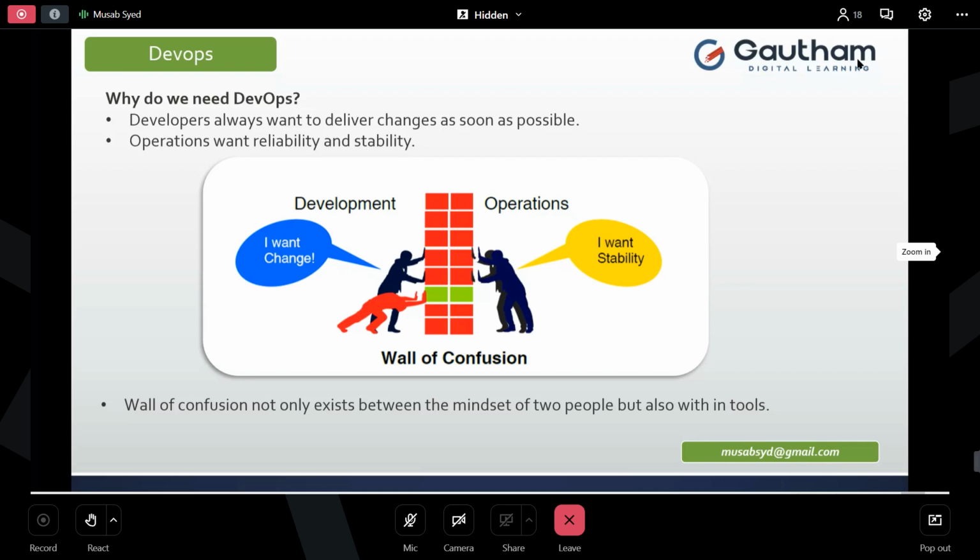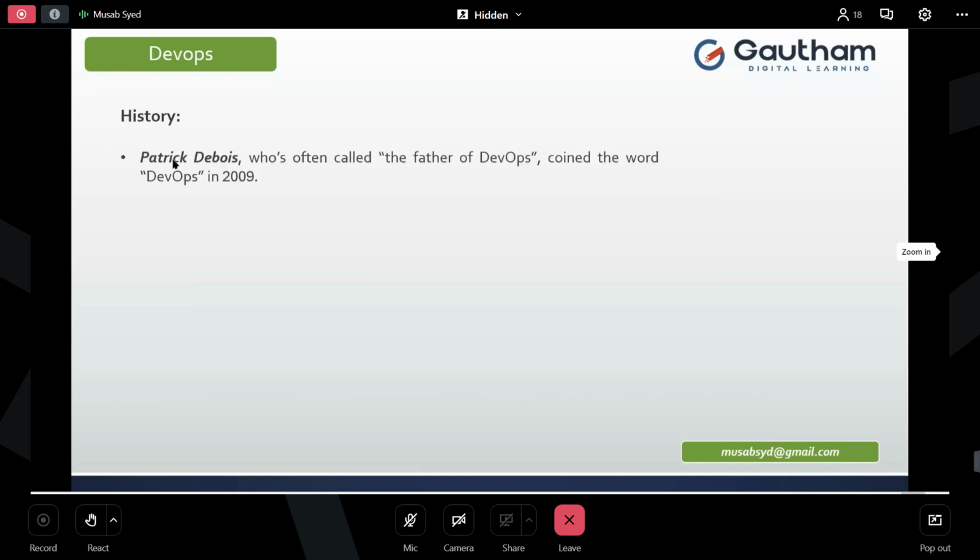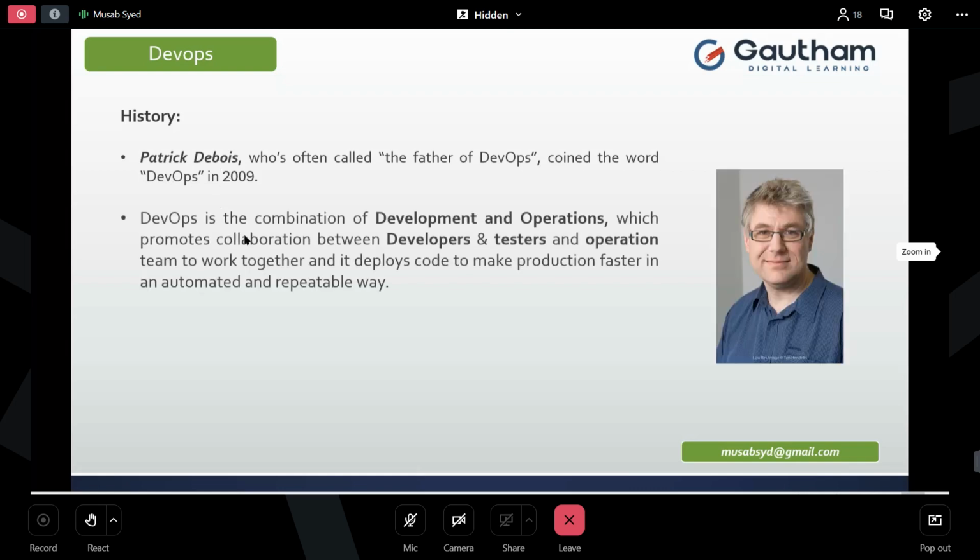Then when he says, I want this change, bringing that change from the beginning used to be a big headache, right? To reduce that wall of confusion and bring all teams together into one pipeline, DevOps has been introduced. Now, this word DevOps was introduced by a person called Patrick Debois, right? He is also called the father of DevOps.